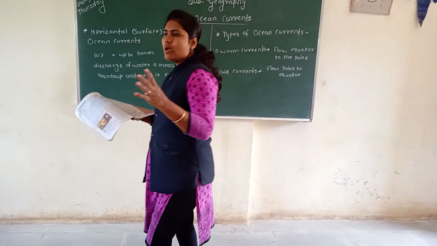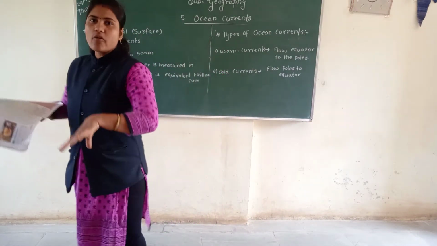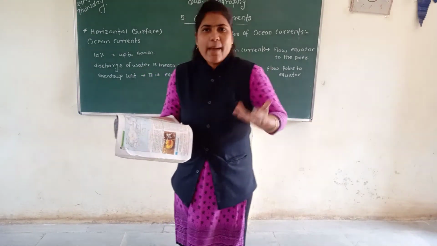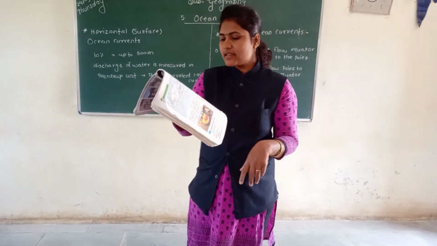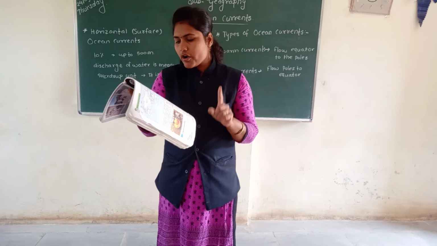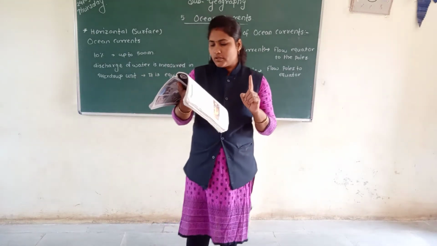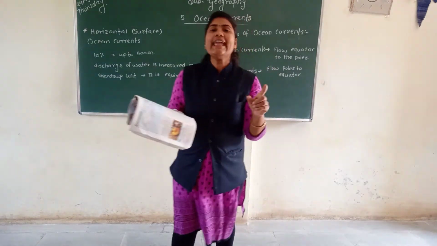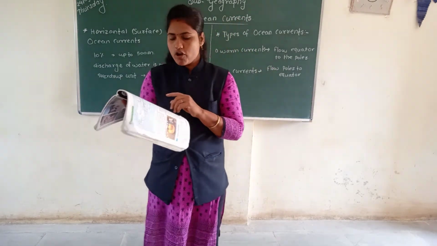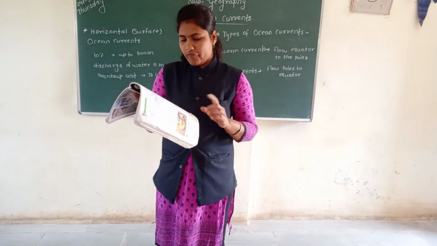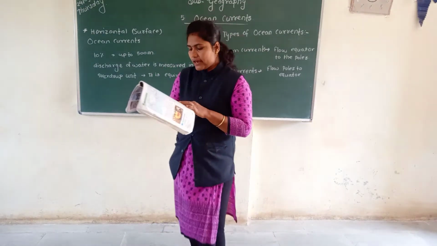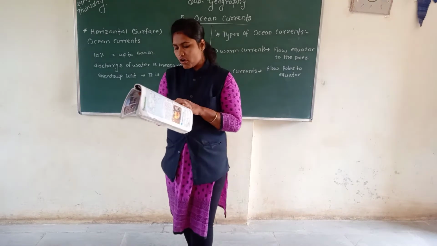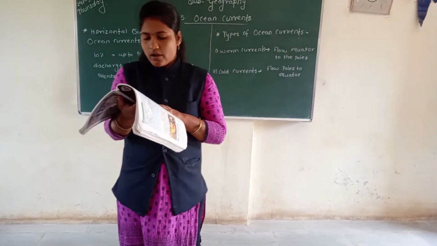The next question is: what might happen at the places where the currents meet? When warm and cold currents meet, what happens there? The answer is that dense fog will get formed at that place. What will form? Dense fog. We all know fog.